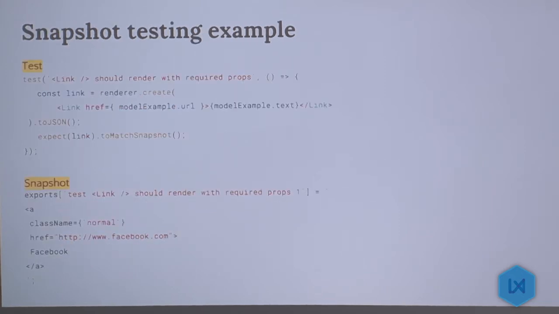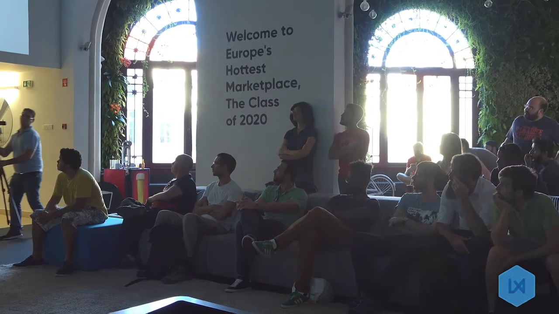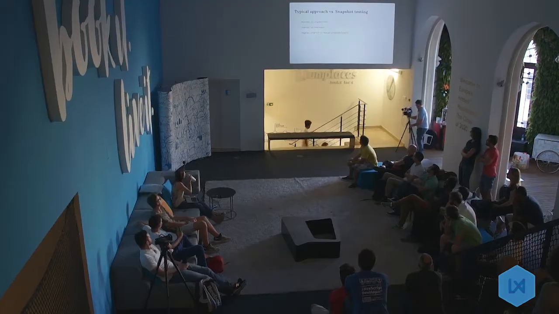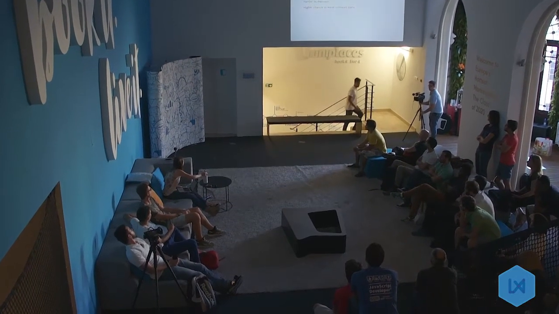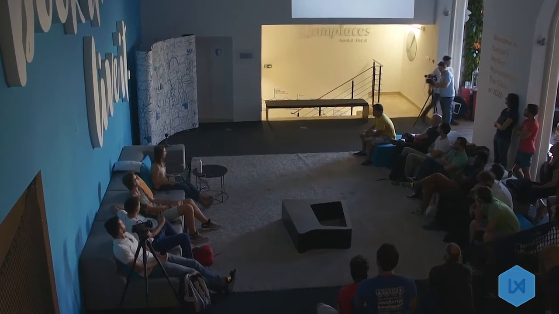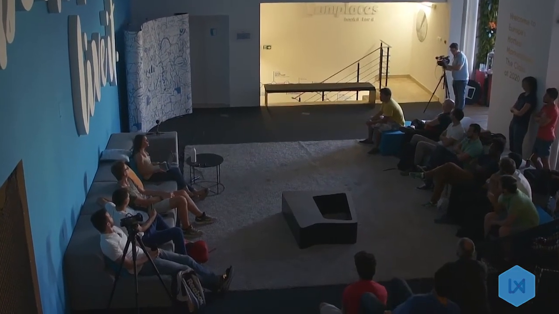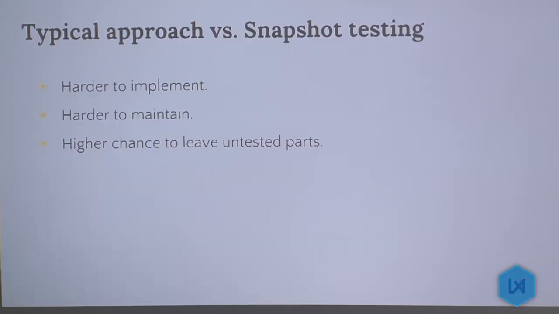And this is a very, very simple component. Imagine that you have a huge component with a lot of attributes to test. So I found snapshot testing very, very easy to implement when compared to the typical approach. The typical approach is hard to implement, hard to maintain, and there is a higher chance to leave untested parts, since we need more tests to cover everything.